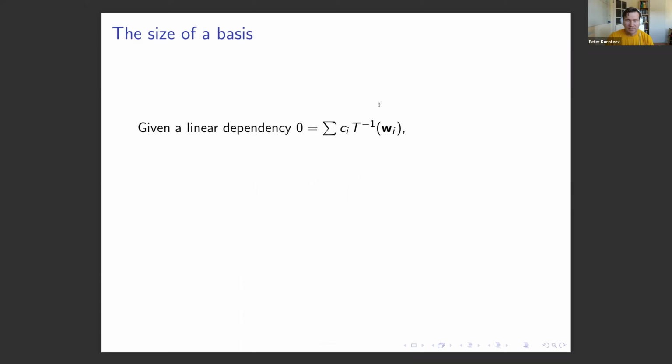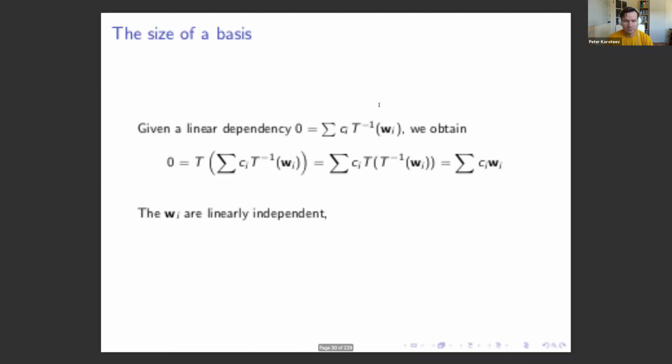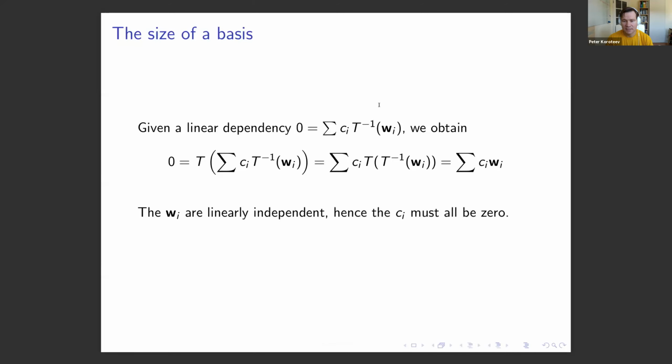So given a linear dependency of these vectors, we obtain that 0 is equal to T of the sum of Ci T inverse Wi, and then using linearity properties, we get this equal to the sum of Ci times Wi. Since the Wi's are linearly independent, those Ci's must be equal to 0. Right? So there's only the trivial linear combination of vectors which gives you the 0 vector. Therefore, the T inverse of Wi are linearly independent.